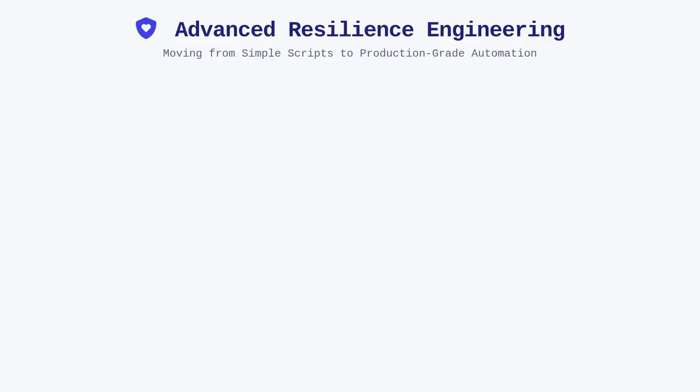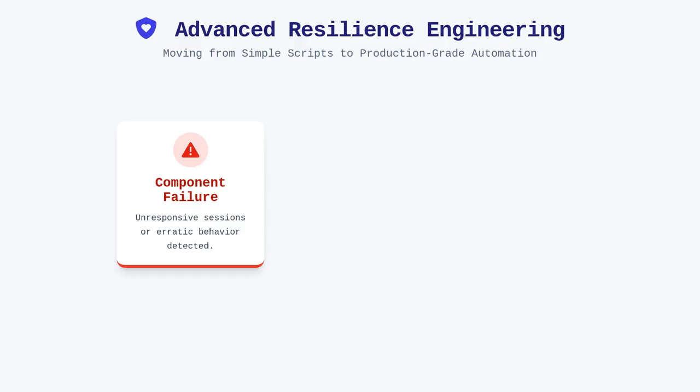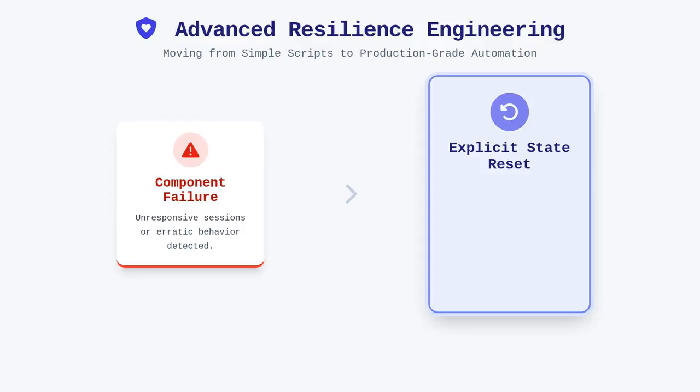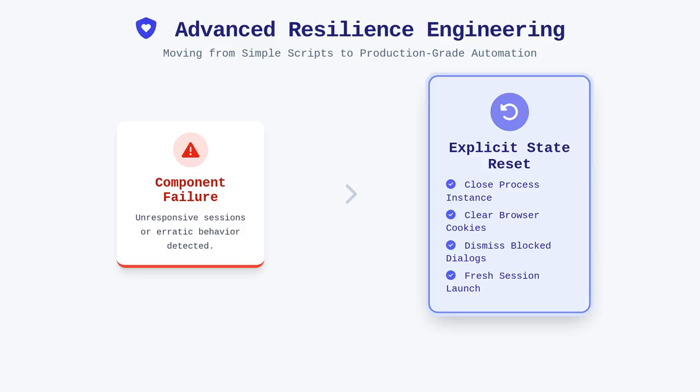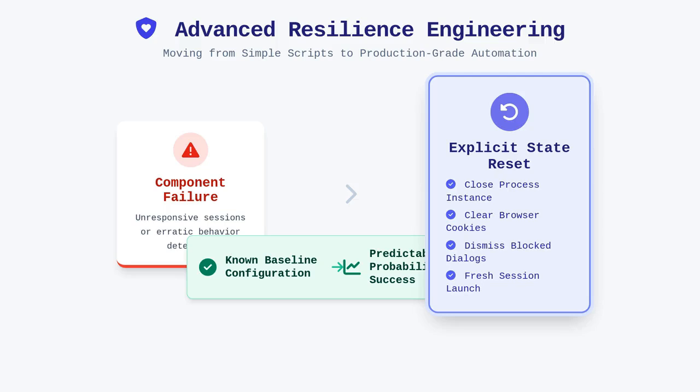Resilience extends beyond simple timing concerns. It also requires explicit state management when a component fails. If an application session becomes unresponsive or demonstrates erratic behavior following a failed action, it is necessary to perform a clean reset of the environment. This means closing the current instance of the application process and launching a fresh session before the next retry attempt commences. By resetting the target interface to a known baseline configuration, you eliminate the risk of residual object state, such as stale browser cookies or blocked dialogues, interfering with the subsequent attempt.